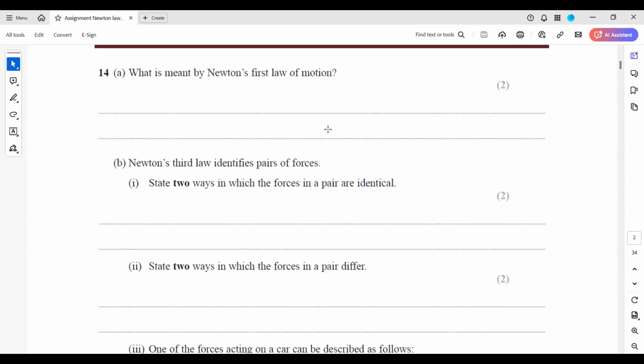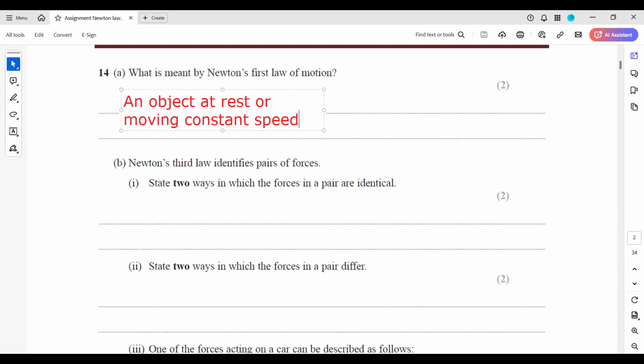So what is meant by Newton's first law? The statement of Newton's first law: according to Newton's first law, if an object is at rest or moving at a constant speed, it stays that way if the resultant force is 0, or no resultant force acts on it.